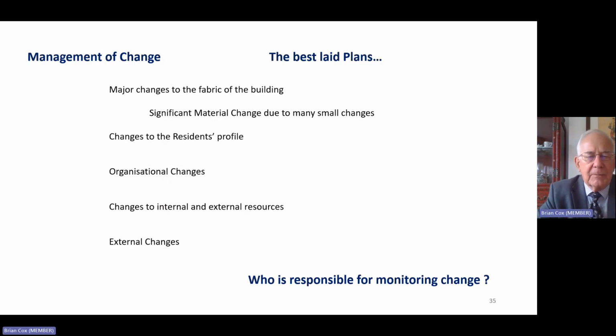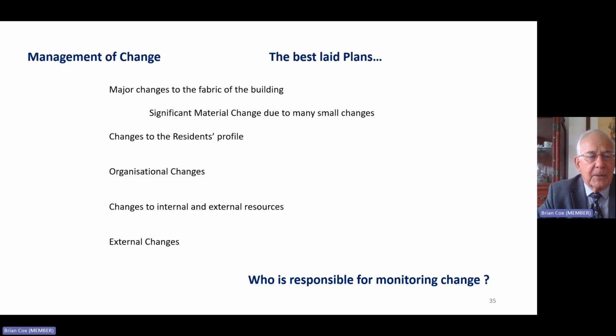Management of change. Well, we do all this work and then along comes the ownership of the building and says, well, we're going to refurbish this building next year. So then a lot of things are going to change. You might also have changes to the residence profile. For example, the residents are all getting much older and can't cope with suddenly rushing down the stairs and so on. They may be deaf, for example.